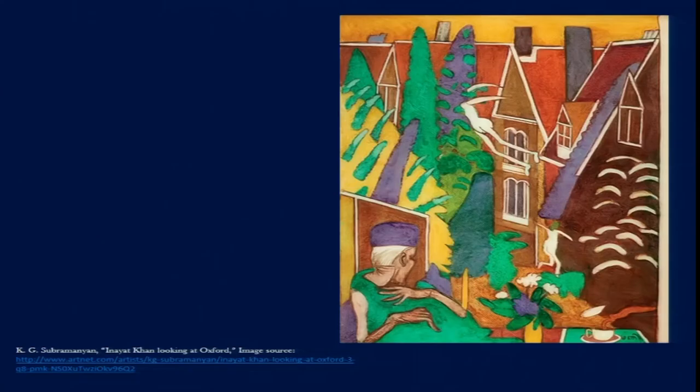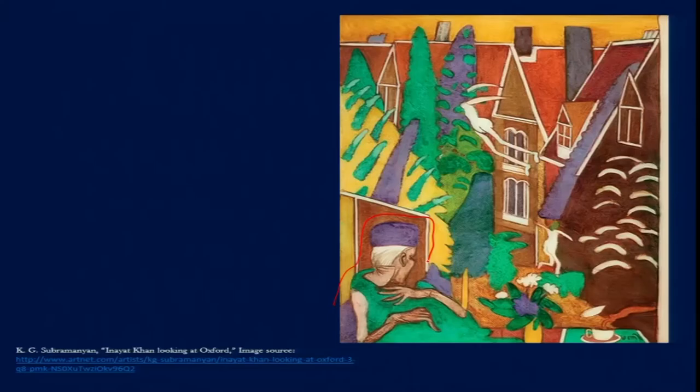And so this was during his first visit to Oxford, and he took reference from this very well known image of Inayat Khan dying, a Mughal miniature, where we see this frail body of Inayat Khan, almost on his deathbed. So here, in K.G. Subramaniam's rendering of Inayat Khan, we see the frail body with his skull cap and everything, those are evident.